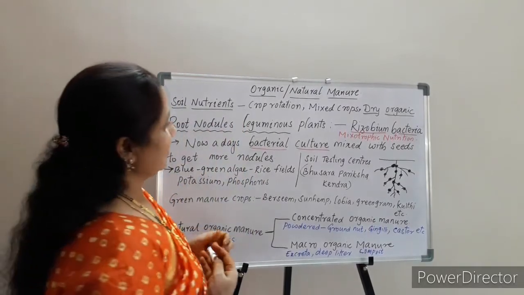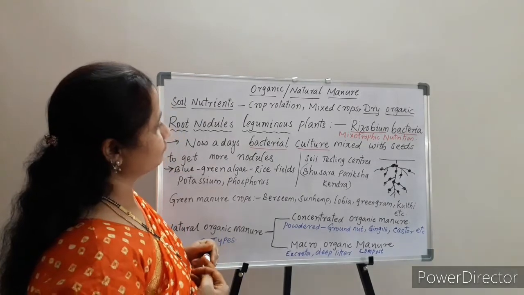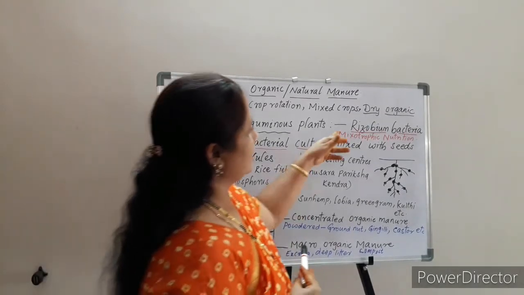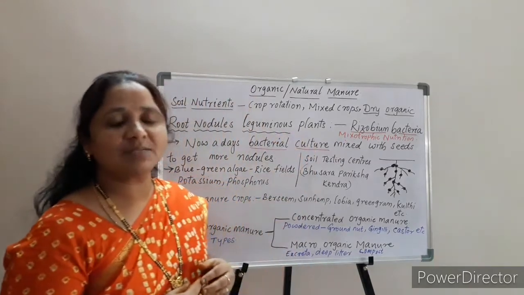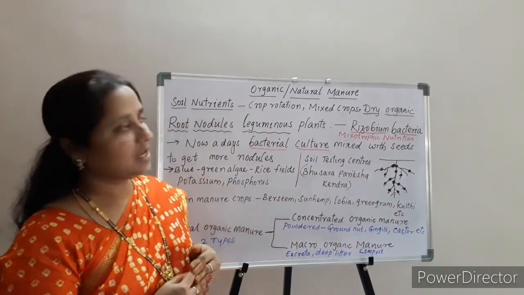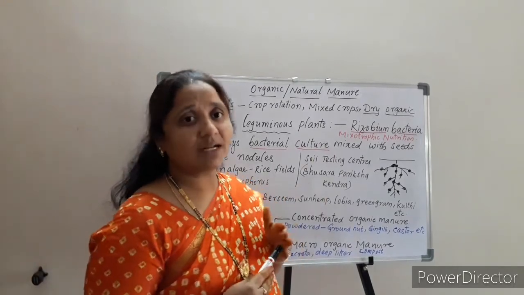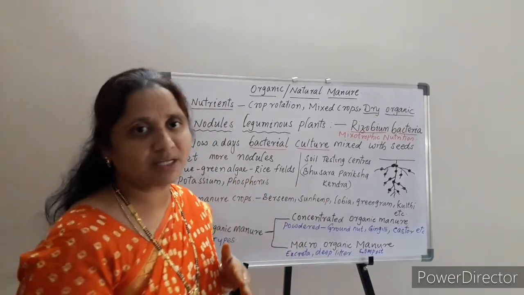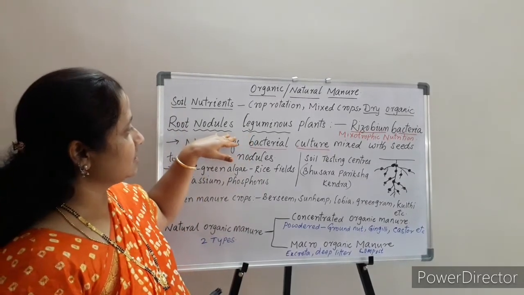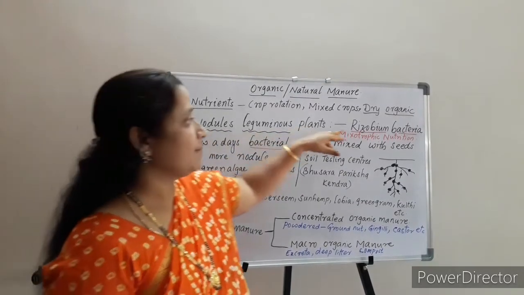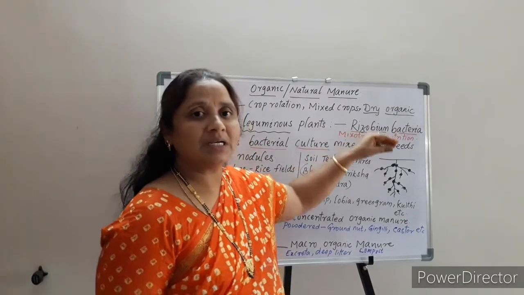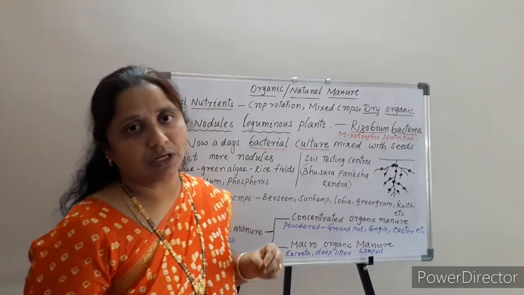Leguminous plants contain rhizobium bacteria. The best examples of leguminous plants are groundnut, jatropha, etc. Pea plants also come under the best examples of leguminous plants. These leguminous plants contain root nodules in which the rhizobium bacteria, a type of bacteria helpful to increase the nitrogen content in the soil.